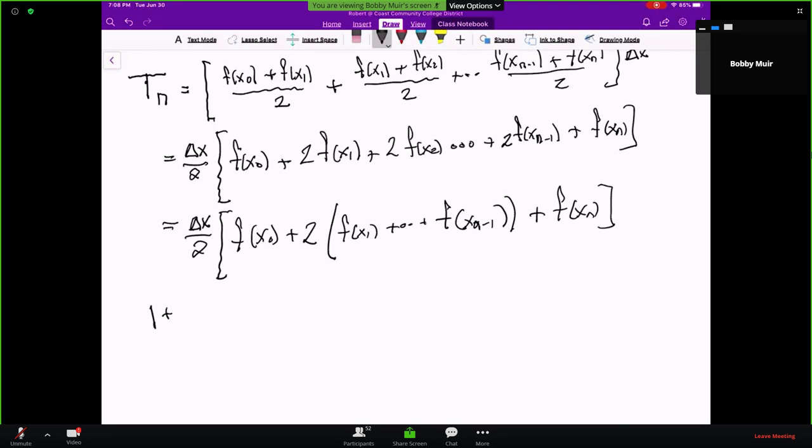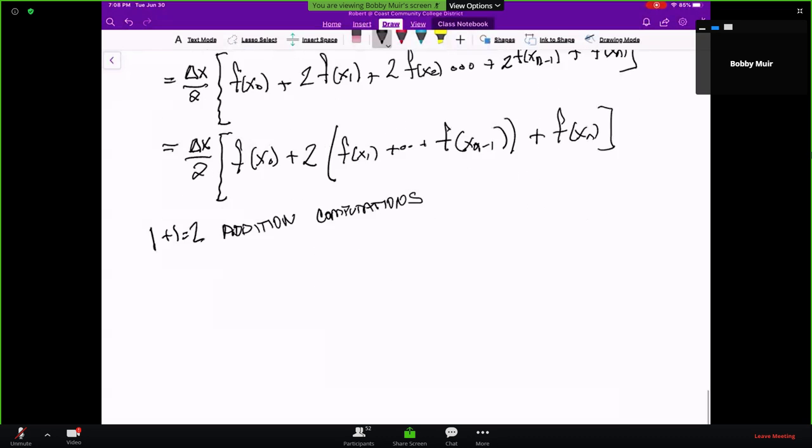I was always going to multiply by delta x. Now I've got to divide delta x by 2. So we get only 2 additional computations. That's pretty good. Only 2 additional computations. Now, if n was equal to a million, it's still only 2 additional computations.